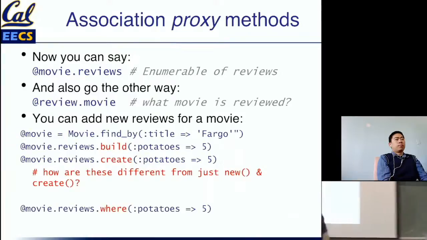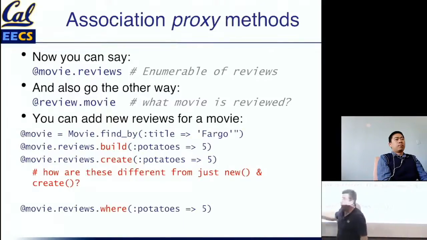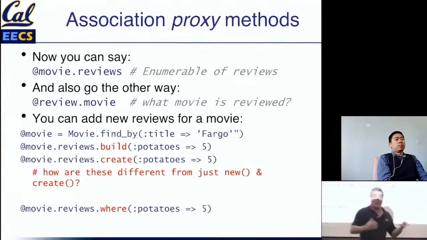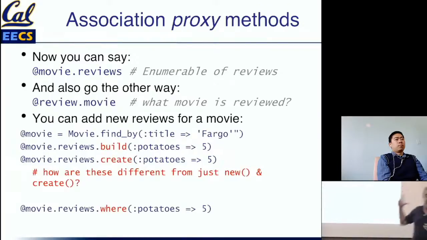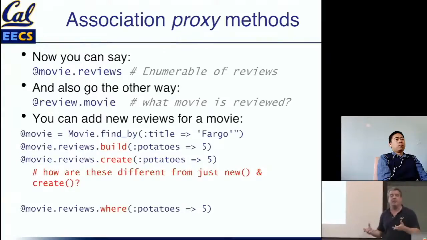And by the way, movie.reviews is not only an enumerable collection in its own right, it is also an active record relation, which means you can do most things on movie.reviews that you could do just on an individual review. For example, within the reviews, I can say only the reviews for this movie that have a 5 potato rating. So I can essentially attach additional conditions onto the end of this, as it basically acts like an active record relation. So it's not just a collection that you get back. You can actually do a lot of the other things on it that you could do on just plain a review or just plain movie.